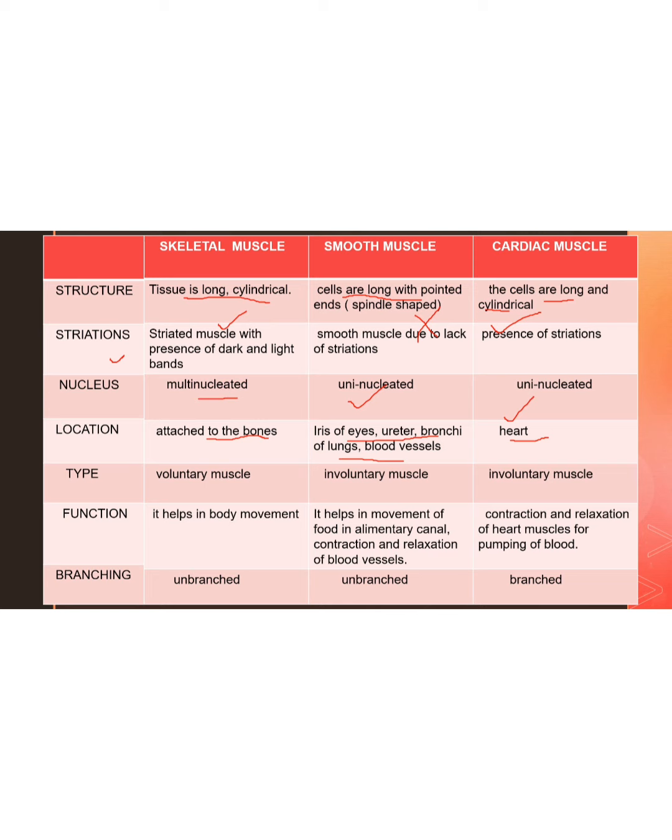Okay, next we'll see the type. What is the meaning of type here? It means whether your muscle is voluntary or involuntary. The voluntary muscles are those muscles which are in our control. If we want to walk, we will walk. Okay, if we want to stand, we'll stand. So these things are only possible with the help of skeletal muscles.